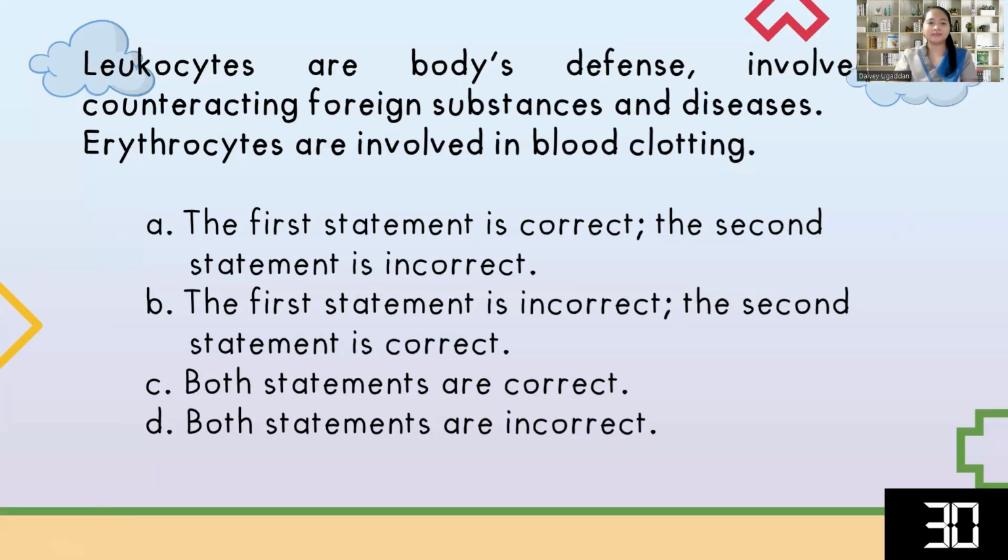Question number 10. Leukocytes are body's defense involved in counteracting foreign substances and diseases. Erythrocytes are involved in blood clotting. Is it A, the first statement is correct, the second statement is incorrect? B, the first statement is incorrect, the second statement is correct? C, both statements are correct? Or D, both statements are incorrect? Please key in your answer in the comment section.